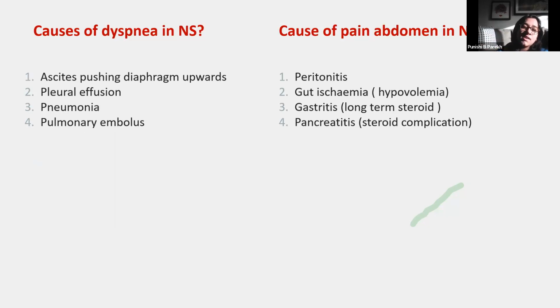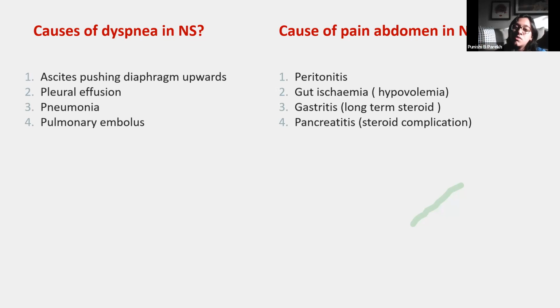When a nephrotic kid is coming with, say, increased work of breathing or rapid respiration, remember it could be either because of massive ascites, which is pushing up the diaphragm. It could be because of pleural effusion. They might have a pneumonia, which has probably precipitated this episode of nephrotic. Or remember, very common but important, and something that you should not miss out on, is the possibility of pulmonary embolism. We just saw why they're at a risk of increased thrombosis, and that thrombus can travel and occlude the pulmonary artery, resulting in pulmonary embolism. So these are the common causes of dyspnea in a nephrotic.